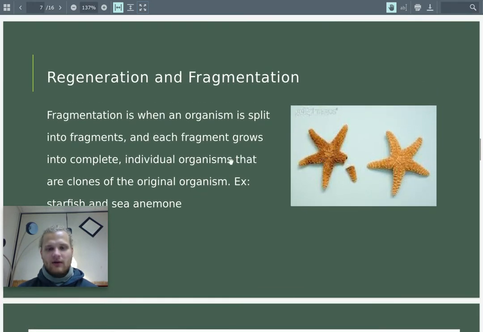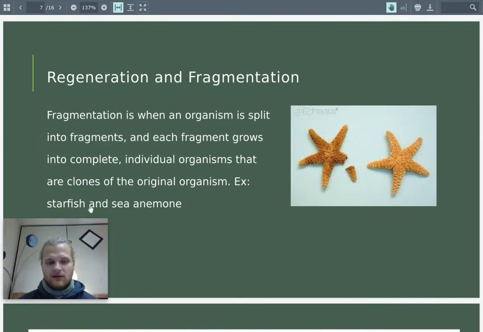All right, regeneration and fragmentation. This is where we're talking about starfish regenerating their limbs. Fragmentation is when the organism splits into fragments, and each fragment grows into a complete individual organism. They're clones again. So the starfish, when it breaks off, is going to regenerate this limb, but this broken piece is also going to regenerate a starfish. They're both going to regenerate, they're going to be exact clones of one another, and that's how they're going to reproduce.